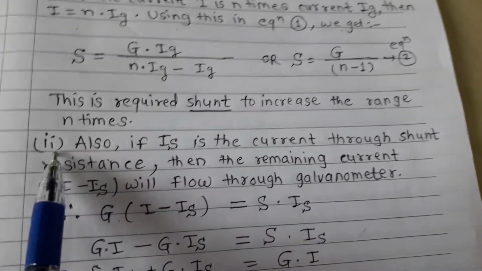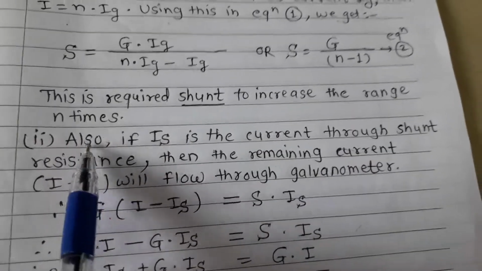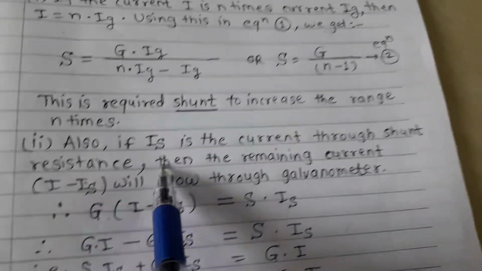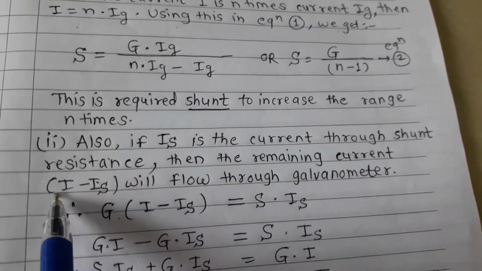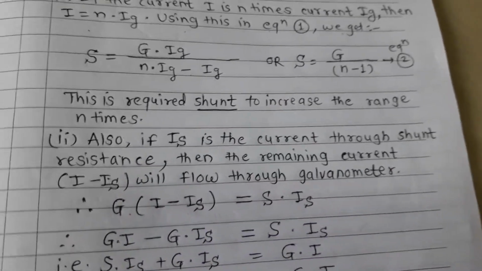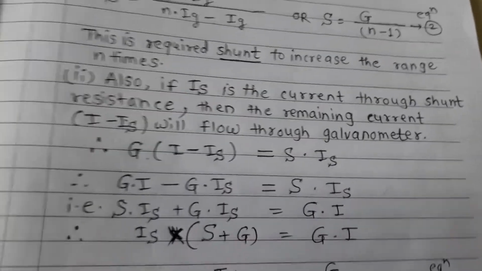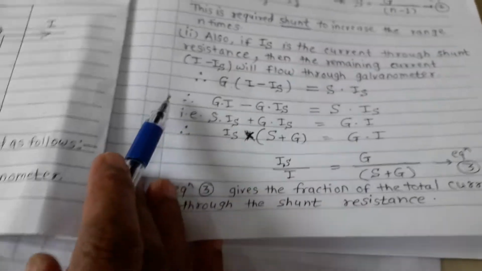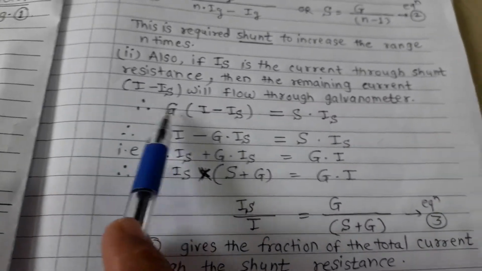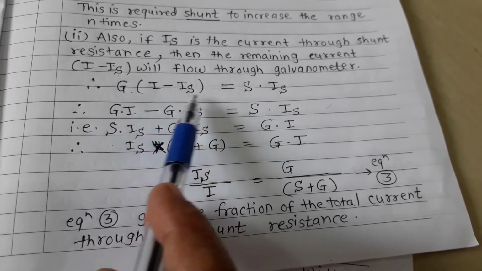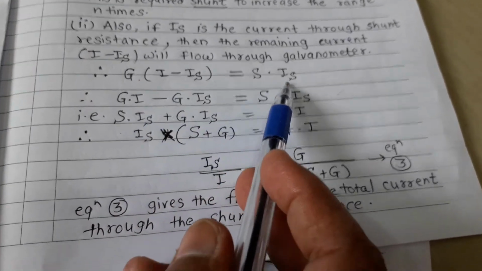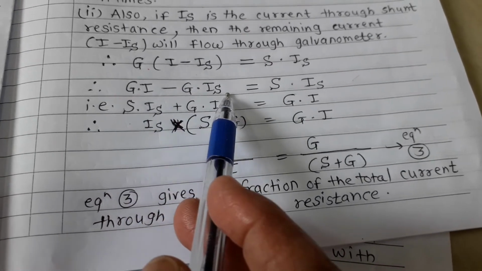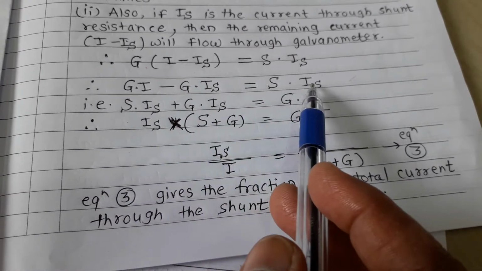Also, if Is is the current through the shunt resistance, then the remaining current I minus Is will flow through the galvanometer. Therefore, G into (I minus Is) is equal to S into Is. Therefore, G into I minus G into Is is equal to S into Is.